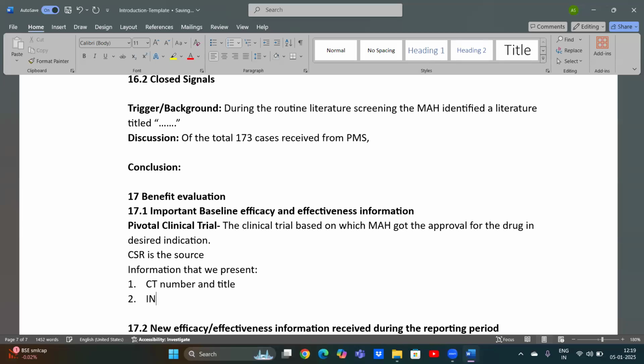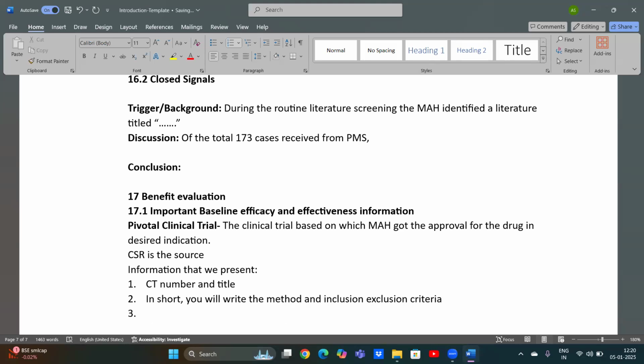In short, you will write the method and inclusion, exclusion criteria. Only the important ones, just 2 to 3 lines. And what you will focus on more is efficacy data. If it is a clinical trial, efficacy data. If it is post-marketing data, then effectiveness data, as we learned. But mainly you can say efficacy data.